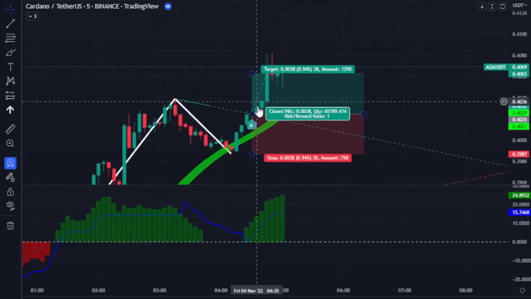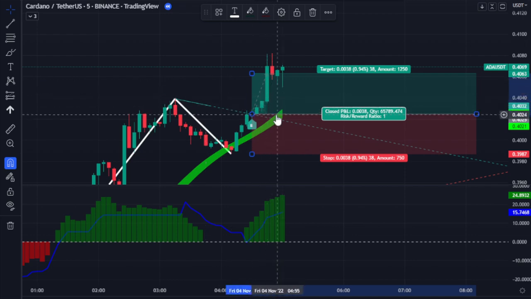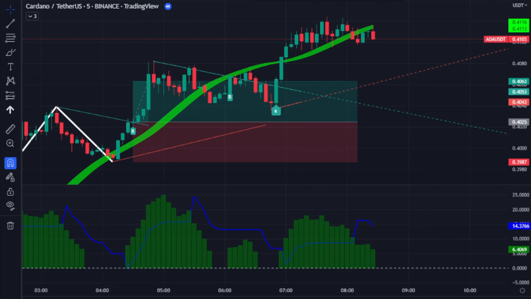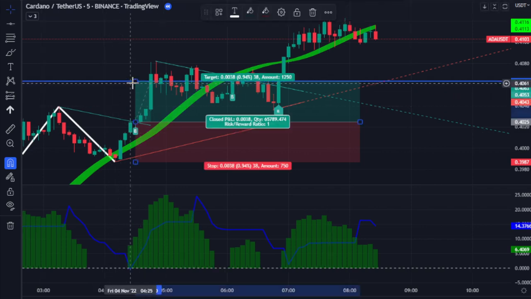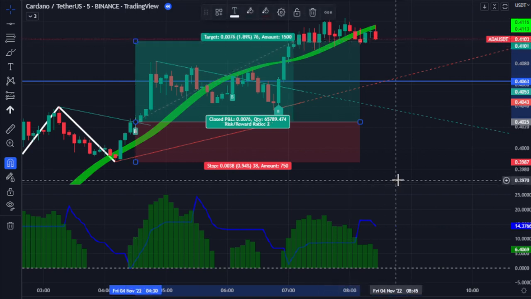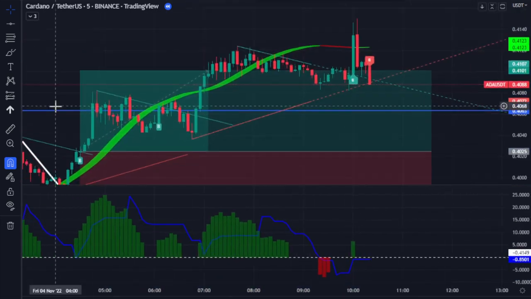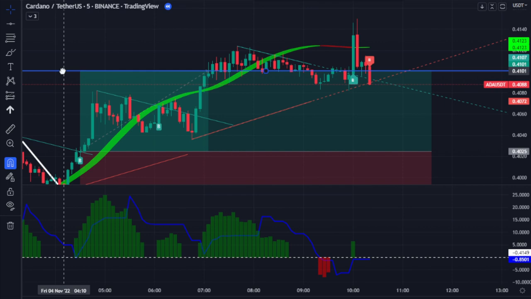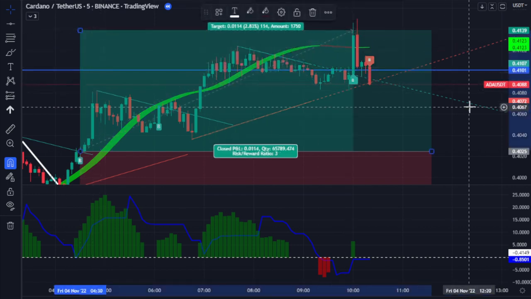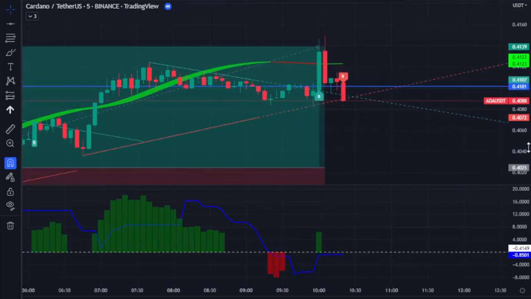Okay, we see that the price reached the risk to reward ratio 1 to 1, then we move the stop loss to the entry price. Now we see that the price reached the risk to reward ratio 1 to 2, so we move the stop loss to the risk to reward ratio 1 to 1 of our take profit. We see that the price reached the risk reward ratio 1 to 3, so we move the stop loss to the risk reward ratio 1 to 2 of our take profit. Okay, we see that we have finished this trade in profit.